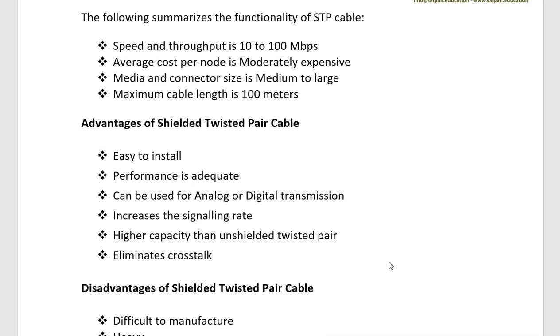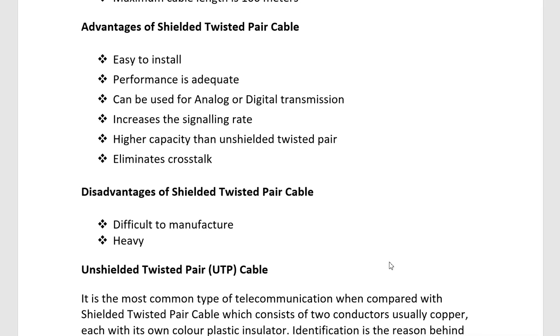So what are the advantages of shielded twisted pair cable? It is easy to install. Performance is adequate and it can be used for both analog and digital transmission. It increases the signal rate, has higher capacity than unshielded twisted pair, and eliminates crosstalk. Now there are some disadvantages also. It is difficult to manufacture and it is heavy. Because of the shielding, the wire gets heavier, because you are getting some extra metal in that.